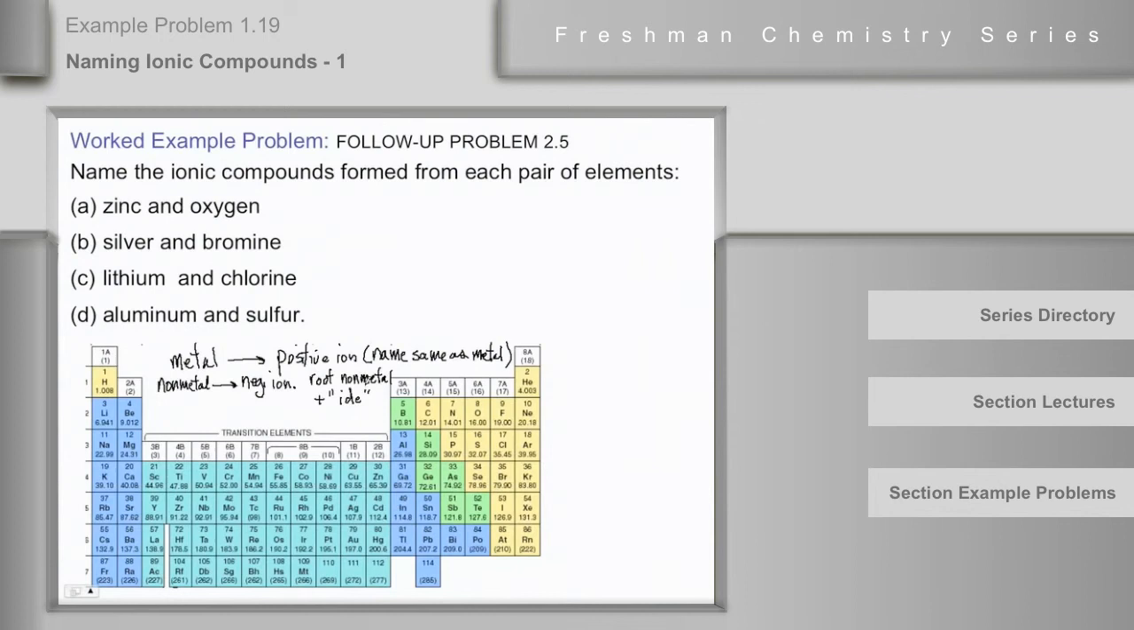With those things in mind, let's consider the first case, A here, where we're asked to name the ionic compound that forms between zinc and oxygen. Zinc is one of the transition metals. There it is right there, element 30. So it will form the positive ion. And of course, oxygen is a nonmetal on the right side of the periodic table. It will form the negative ion.